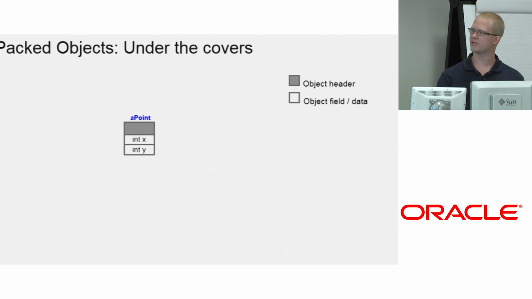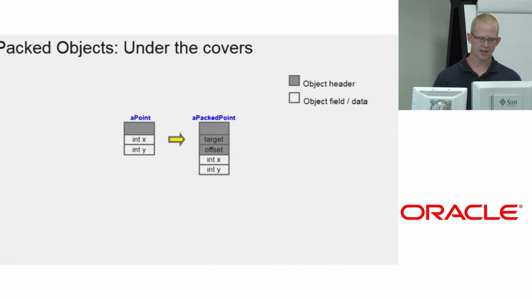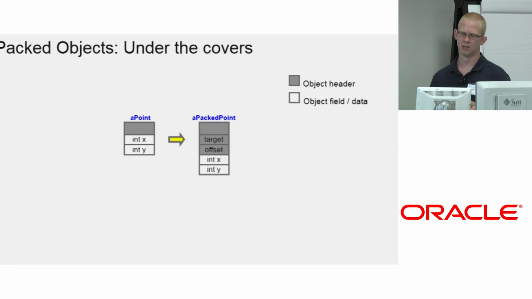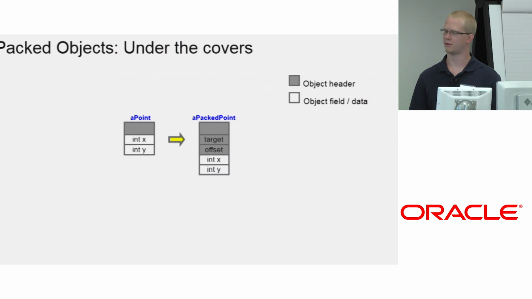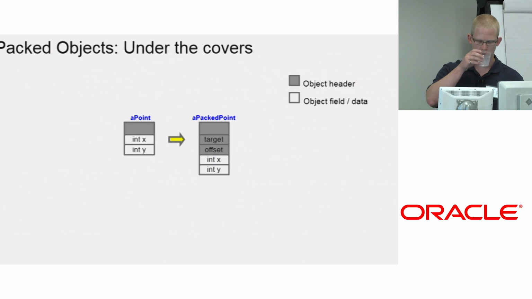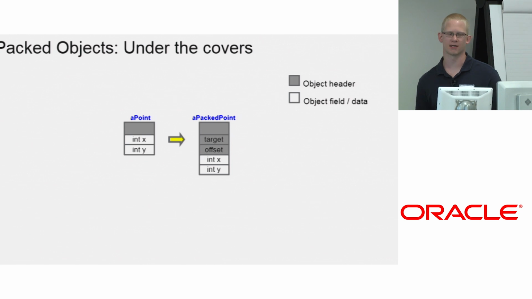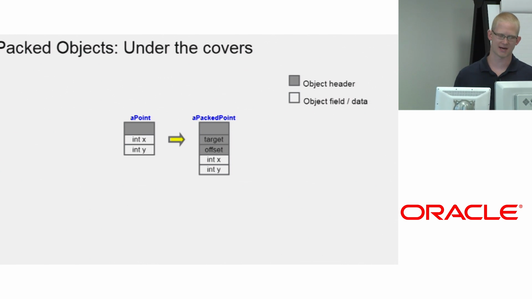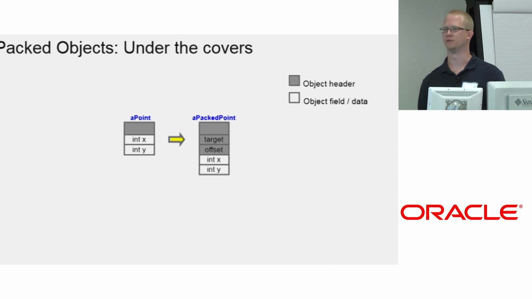So I've got a point here. It's got an x and a y. And if I want to make the packed equivalent, here's what it looks like. Wait a minute, though. It's bigger than the normal point, which kind of goes against the goals that we set out in the beginning. We wanted to make things smaller and pack things together, and here I've gone and added two fields. So what are these fields for?